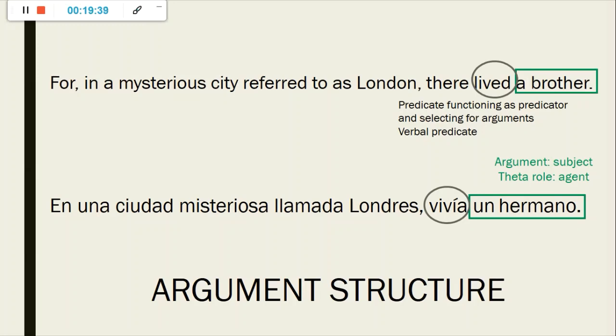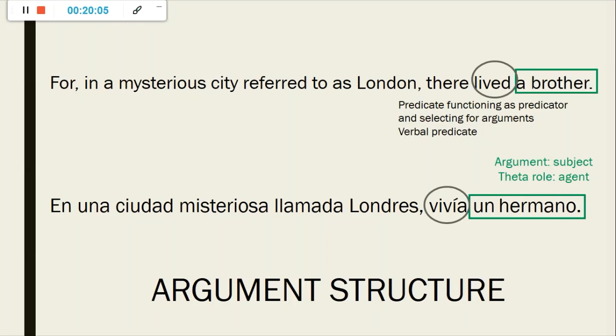There are some grammarians that consider that the verb live only selects for one argument, in this case the subject, the entity living. Therefore, we would consider live as a one-place predicate, selecting only for one argument.